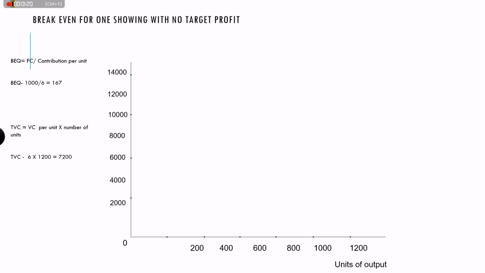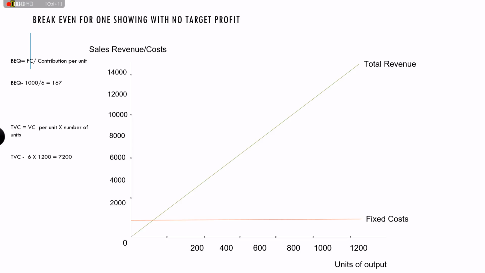So on the x-axis we have the units of output, and on the y-axis we have sales revenue and costs, and then we have our line of how much units of output. So that's the total revenue, and we have the fixed costs, which is the orange line. We have the variable costs, which is the black line, and basically the variable costs will be added to fixed costs, making it total costs, and that's our break-even point, where total revenue and total costs intersect each other.